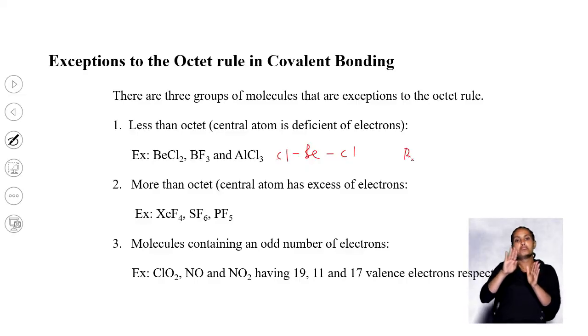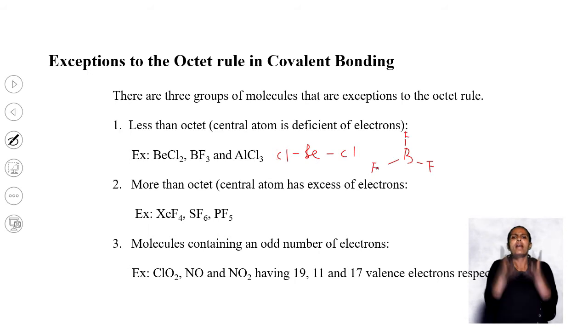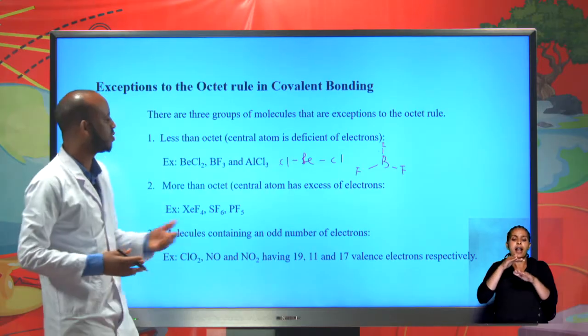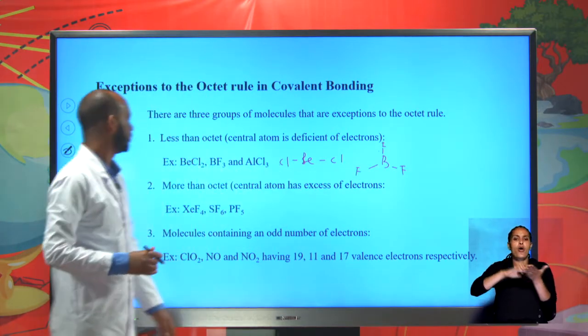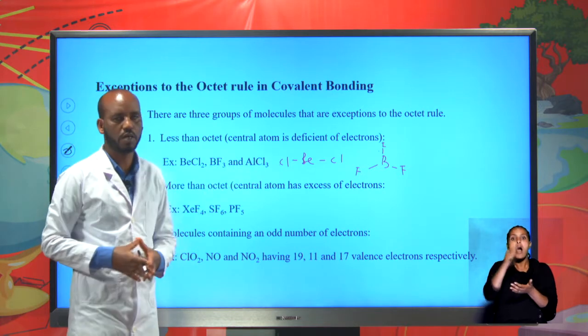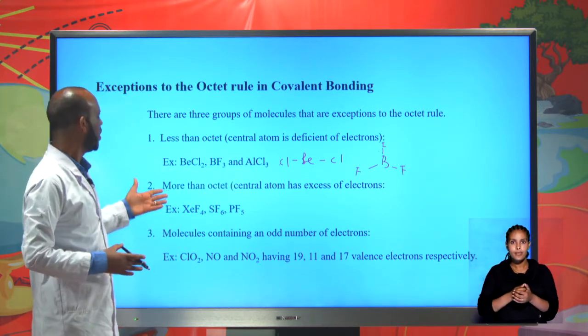Boron trifluoride. The valence electron of boron is 3. How many electrons are there on the central atom? Boron has 2, 4, 6, less than 8 electrons on the central atom. The same is true for aluminium chloride.